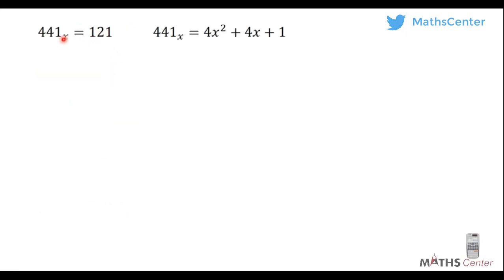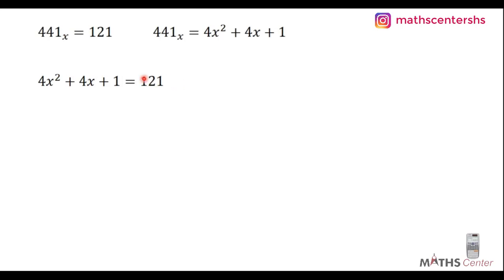So you say that 441 base x is equal to 121. 441 base x is also equal to 4x squared plus 4x plus 1. So we can equate these two. So we equate 4x squared plus 4x plus 1 to 121.